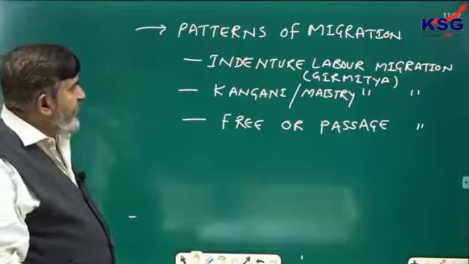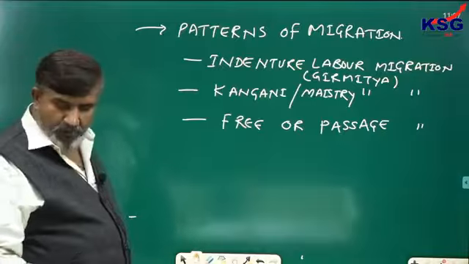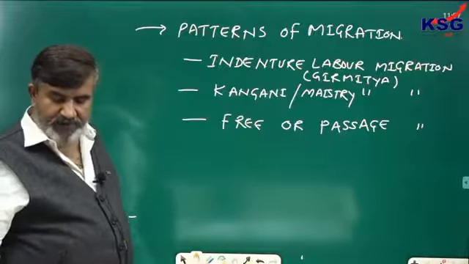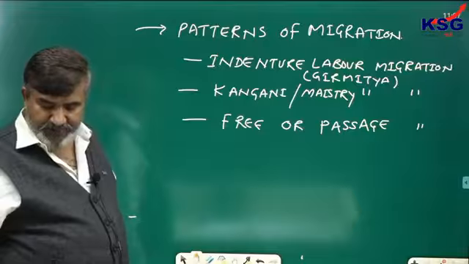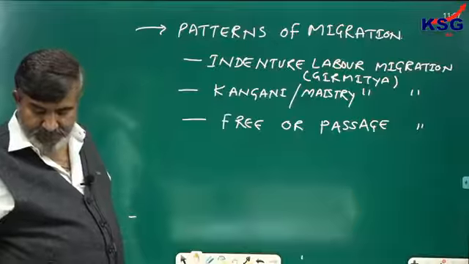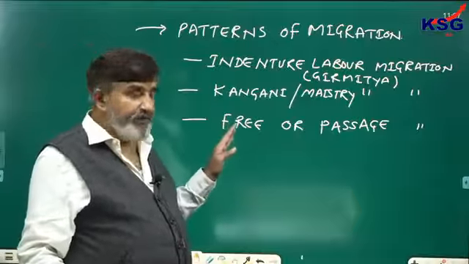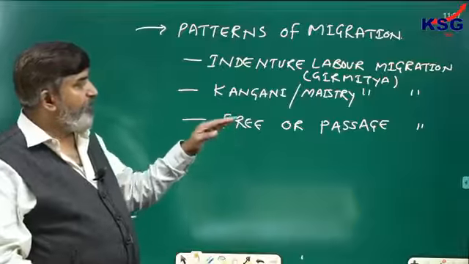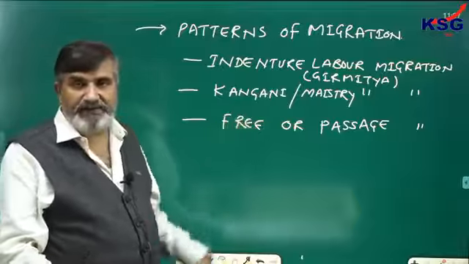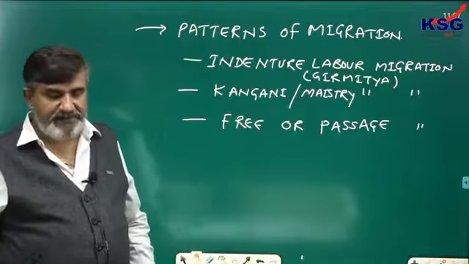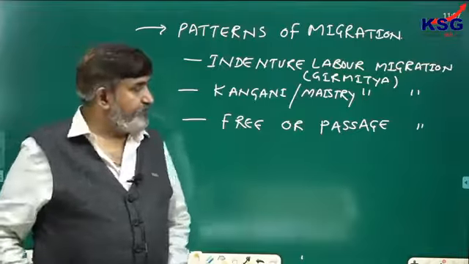Second was Kangni or Mestre labor migration. And third is free or passage migration.